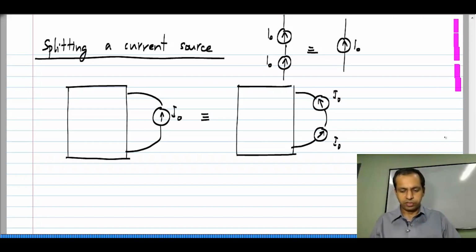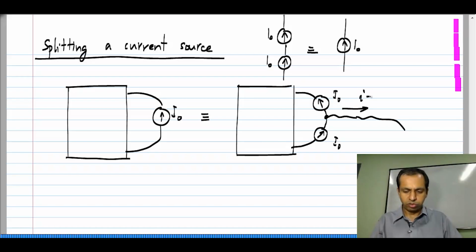Now, what is the point of this? If you consider this middle node, then the current coming from here is I naught and the current going there is I naught. And even if you have a wire that is going elsewhere, let us say it is connected, the current in that will be exactly equal to 0 because of Kirchhoff's current law, because this is I naught, that is I naught, that has to be 0.